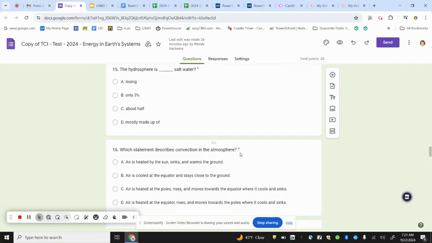Number 15, the hydrosphere is blank salt water. A, losing. B, only 3%. C, about half. D, mostly made up of.